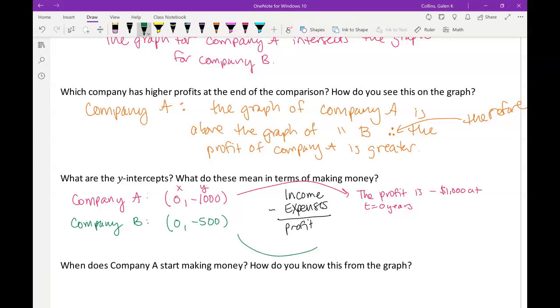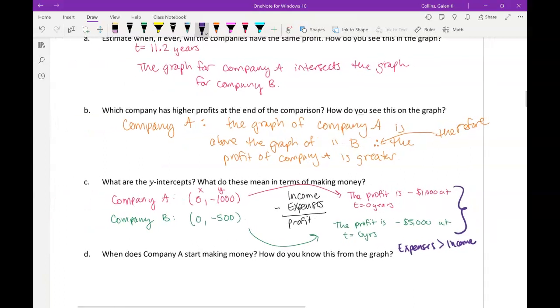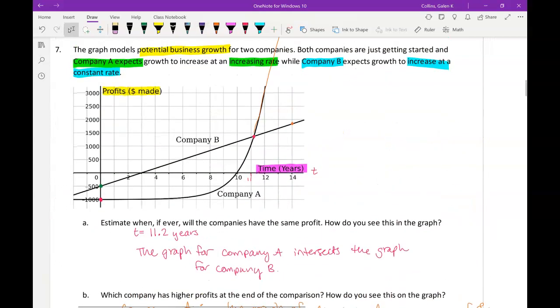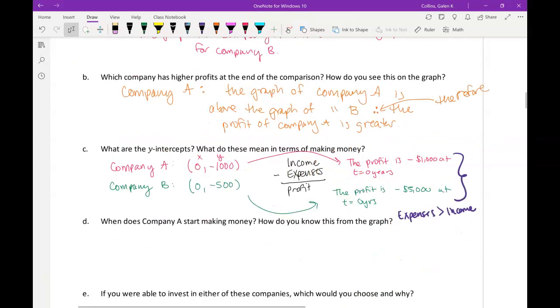And then for company B, we could say the same thing. So the profit is negative $500 at time t equals 0 years. So for both of these companies, because profit's negative, we know expenses are greater than the income of the company, or the revenue. And that would cause profit to be negative. So initially, they're spending more money than they're making. That's another way to say that. But you could see that eventually both companies become profitable.